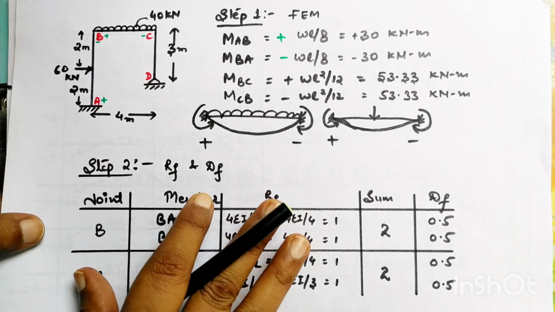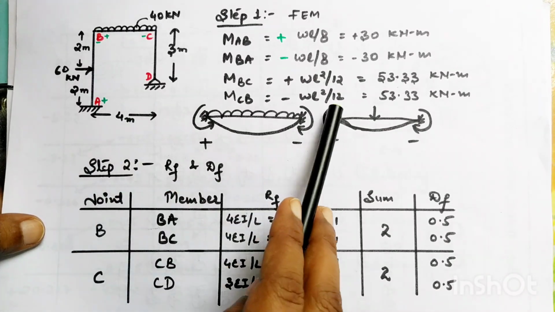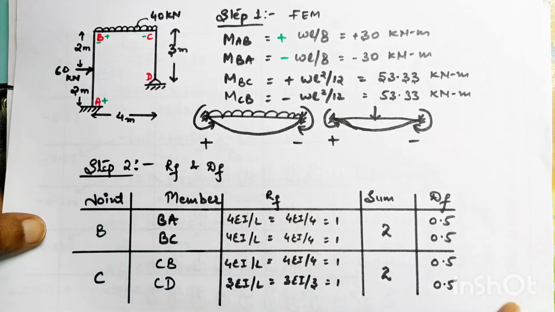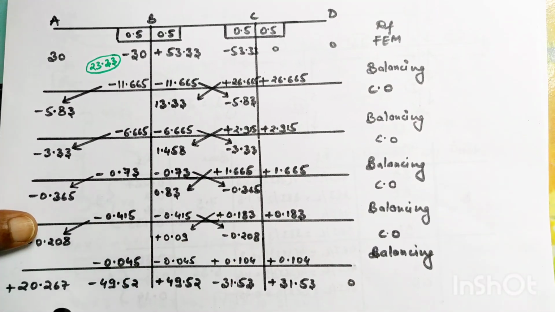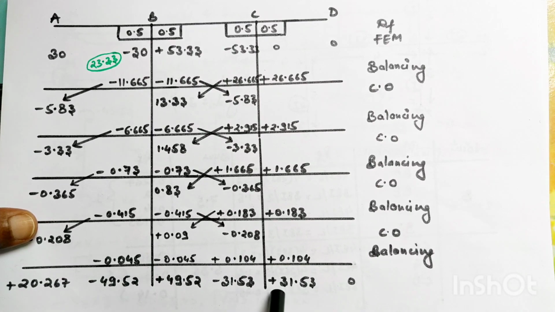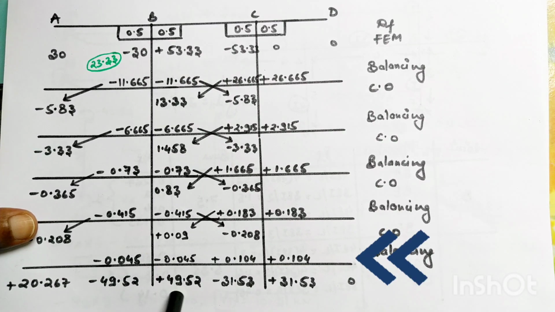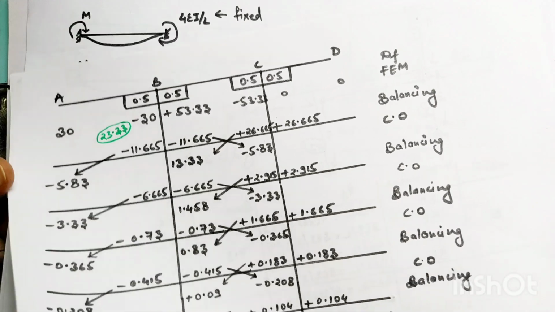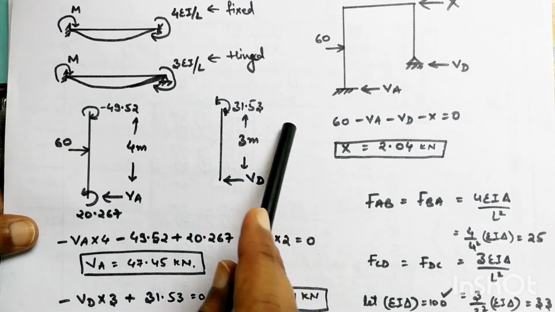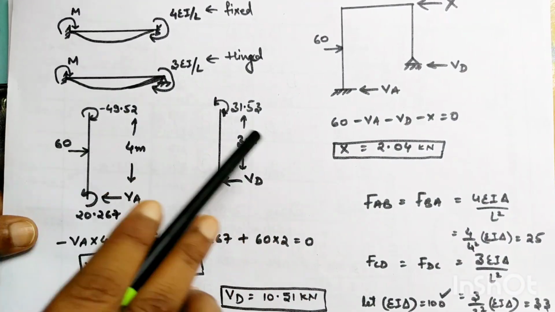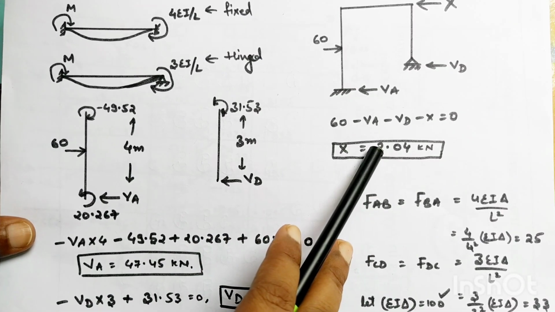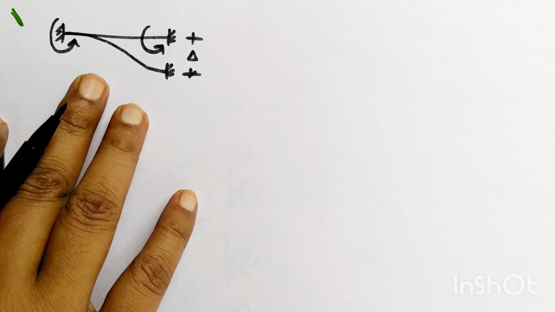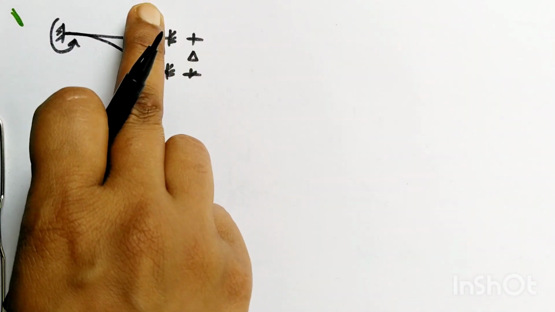Up till now what we have done, we have calculated FEM, then we have calculated RF and DF. After that we have used that to make this moment distribution table and find out the final moments which are happening because of the loading condition. And with the help of that we calculated an X force which is happening onto the structure because of the loading. After this what we have to do, let's understand that with a small example.